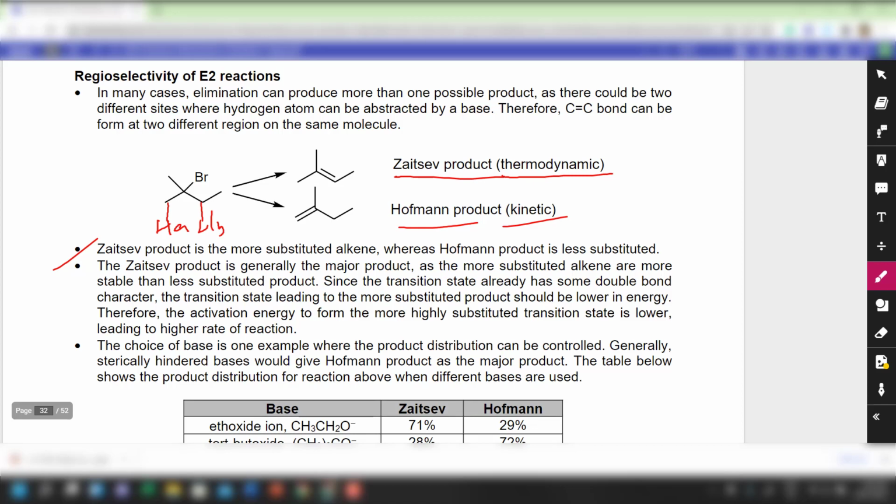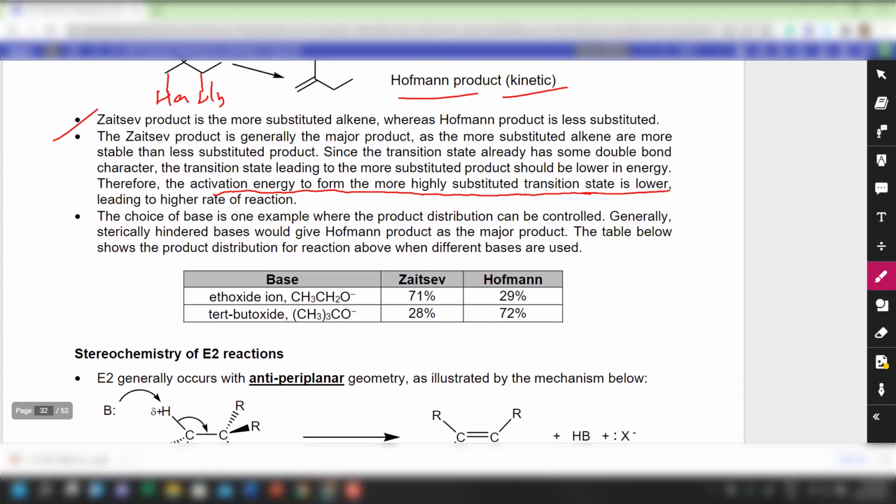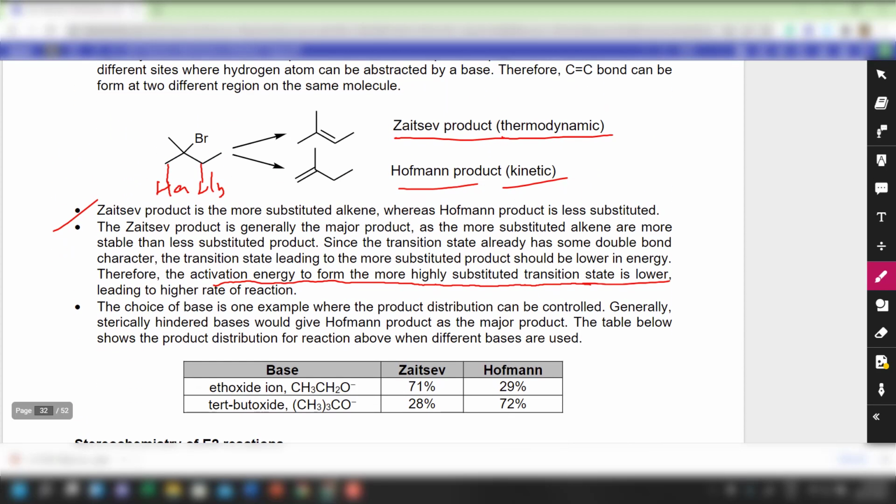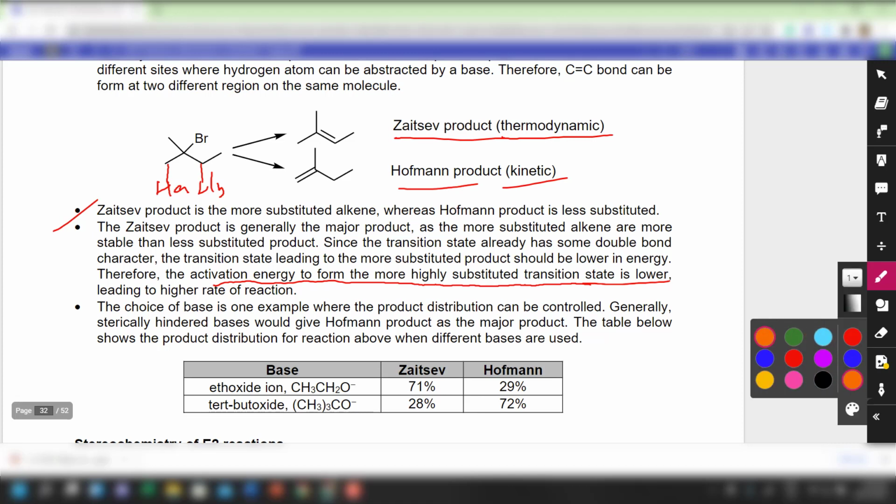Okay, so you would expect the activation energy leading to the more highly substituted transition state is lower. Okay, so the choice of the base is important over here. So for example, in this case, for tertiary butoxide, you'll notice that in order for me to produce the thermodynamic Zaitsev product, I need to abstract HB. Okay, but in order to abstract HB, HB is actually the sterically more hindered proton as compared to HA.